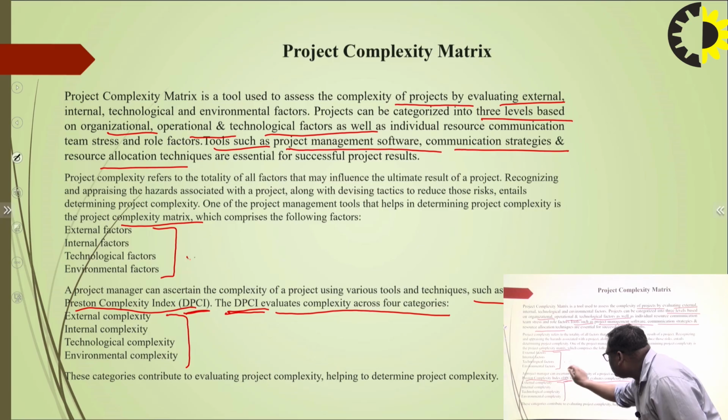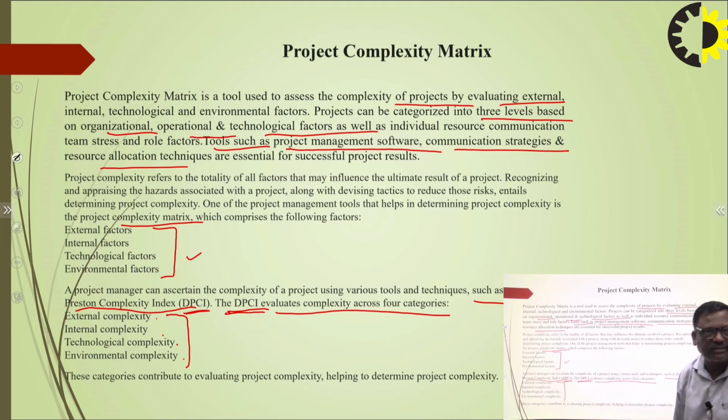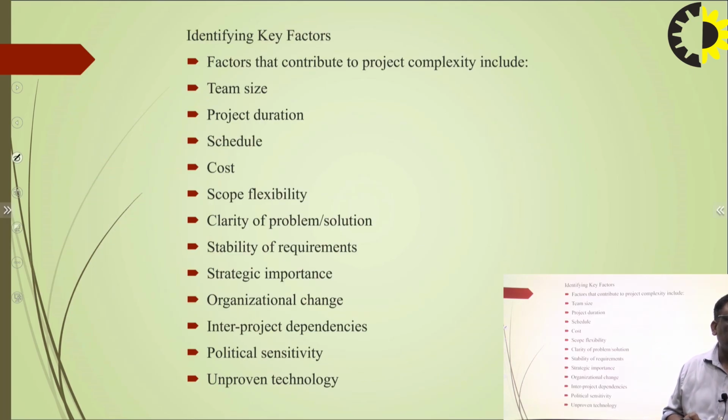and these categories depend on these factors only: external complexity, internal complexity, technological complexity, and environmental complexity. We recognize which type of complexity we come under, and find the appropriate solution to remove this particular complexity that comes in our project. Some key factors that affect our project directly.